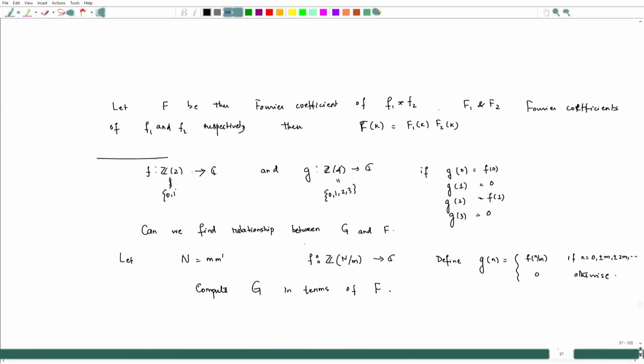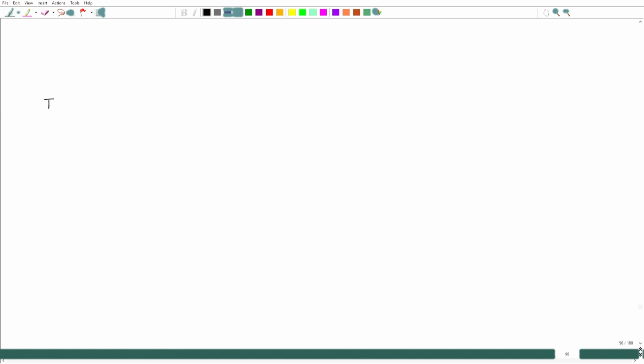Welcome. In the last lecture, we posed ourselves a question: if N is factorized as m and m prime, and if my f is defined from Z m prime to C. So, this is what we have said, and we would like to compute the Fourier coefficient of this g in terms of the capital F. Now this I can put as a theorem.